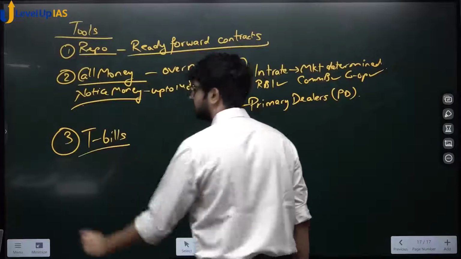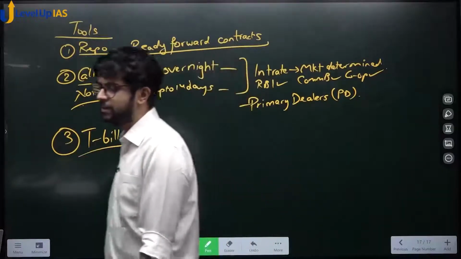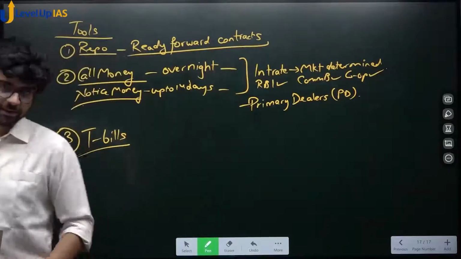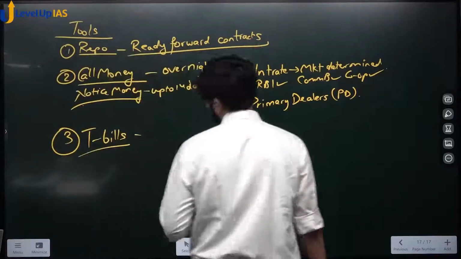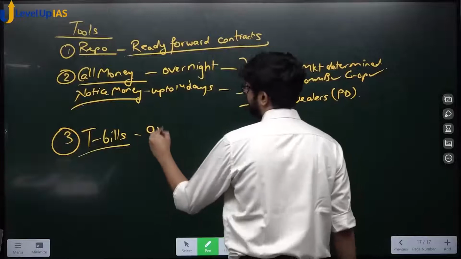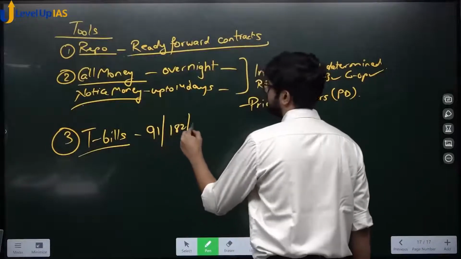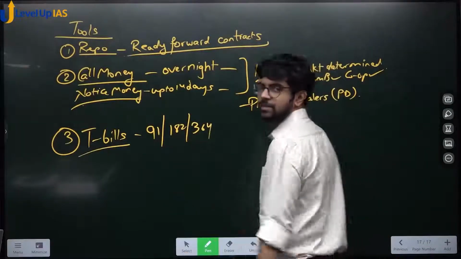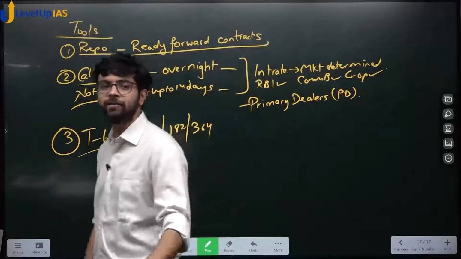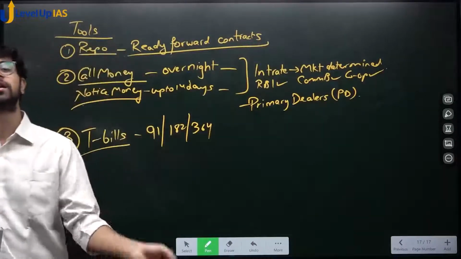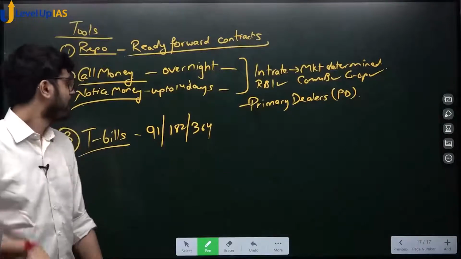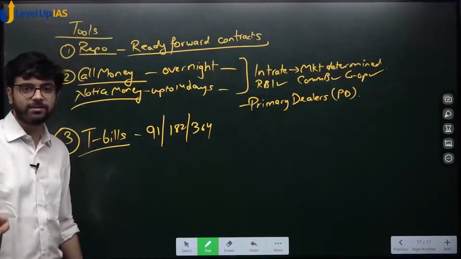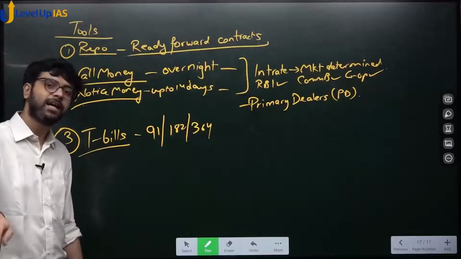Now your favorite, my favorite: T-bills, treasury bills. Are treasury bills short term or long term? They are available in three flavors: 91 days, 182 days, 364 days. We have done this. What do you mean by 182 days? It means it will mature after 182 days. Okay? Are they approved for SLR? What is SLR?